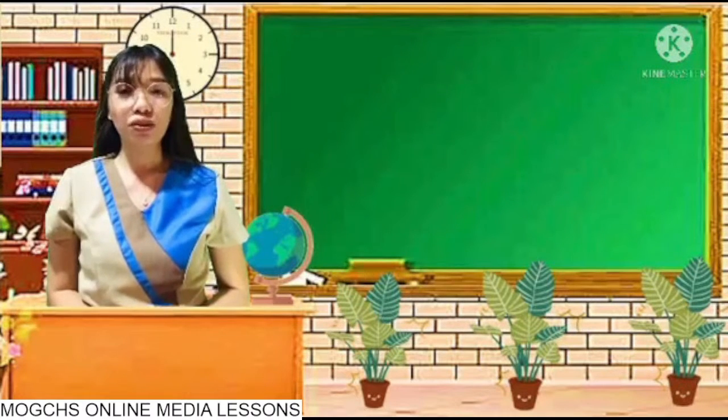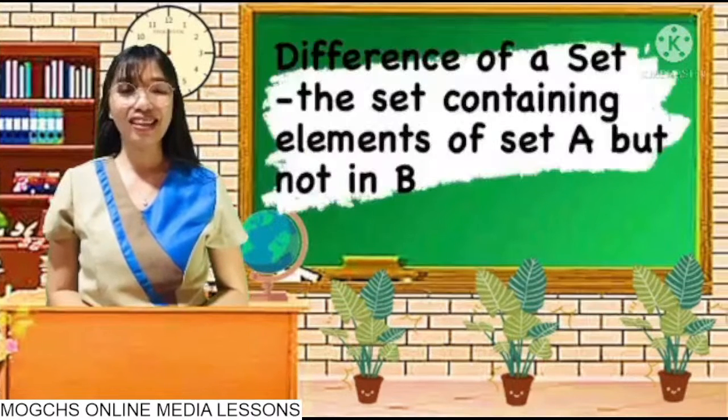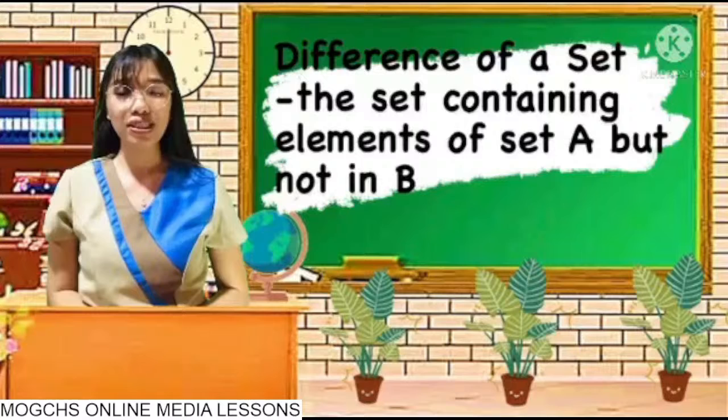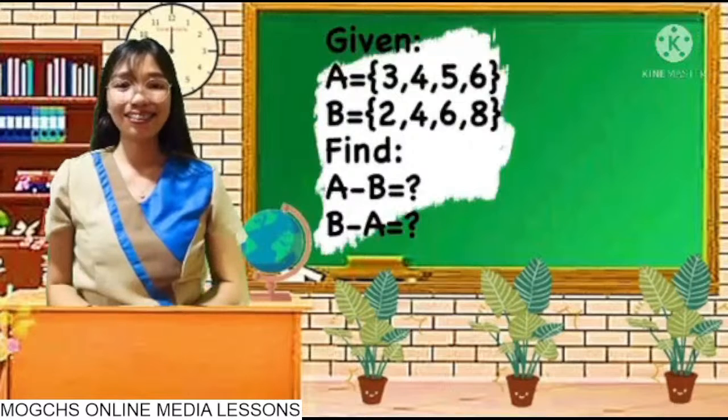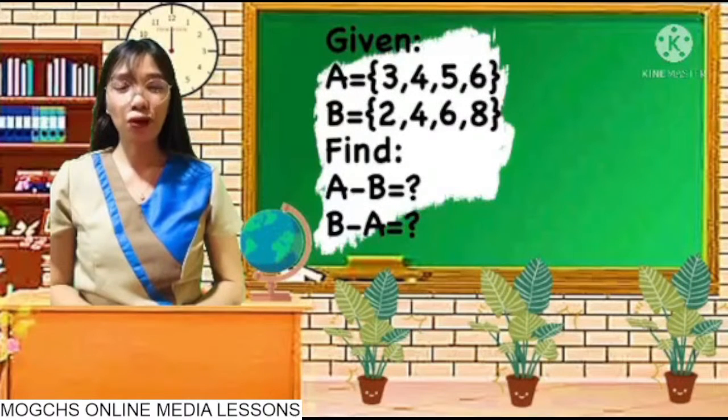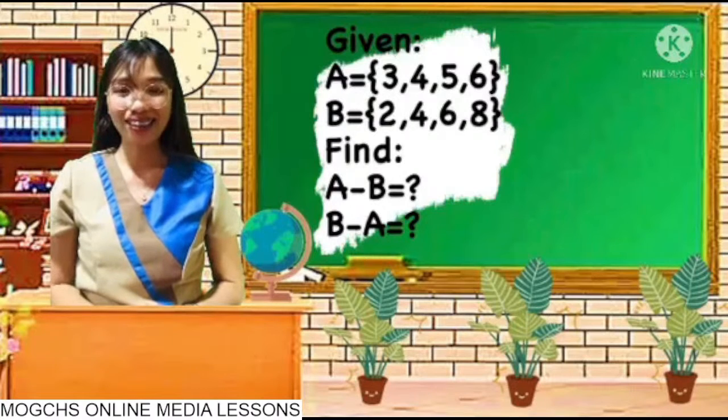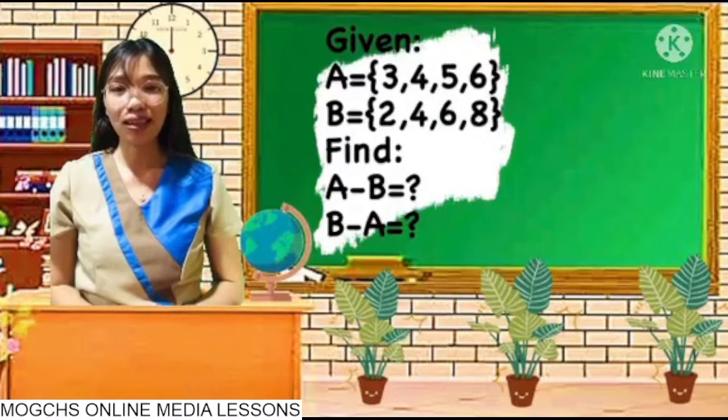Let's proceed to the difference of sets. The difference of a set is the set containing elements of set A but not found in B. Let's have our first example. Set A are the elements 3, 4, 5, and 6, while set B are the elements 2, 4, 6, and 8. Find A minus B and B minus A.